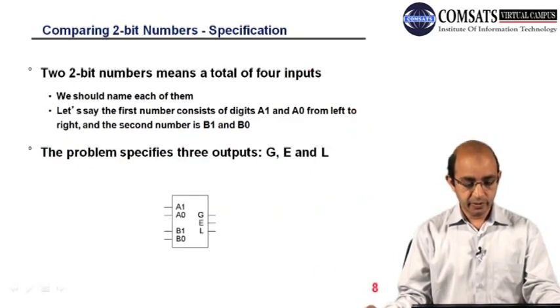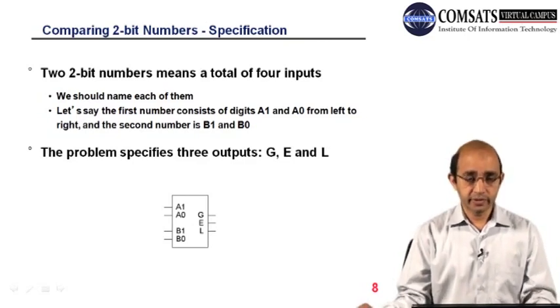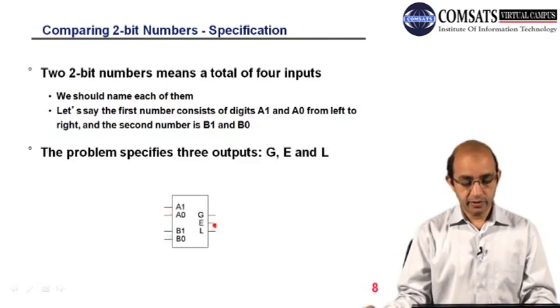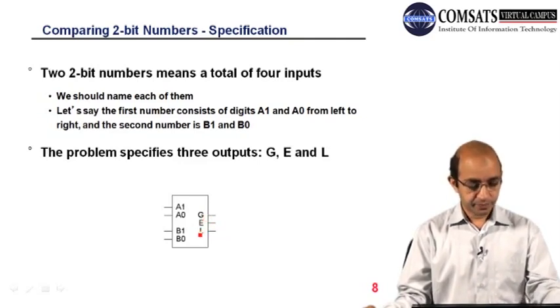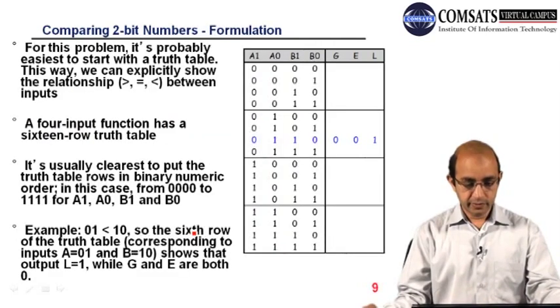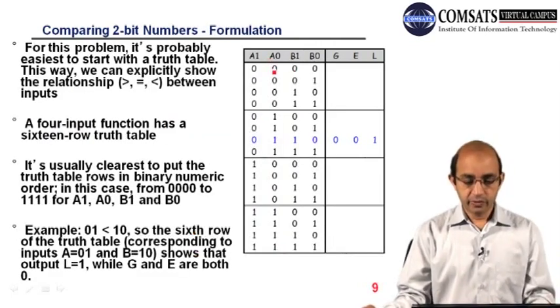So this is the block diagram. You can see we have 4 inputs, 1, 2, 3, 4, and 3 outputs: G greater, E equal, L lesser. And this is the truth table.